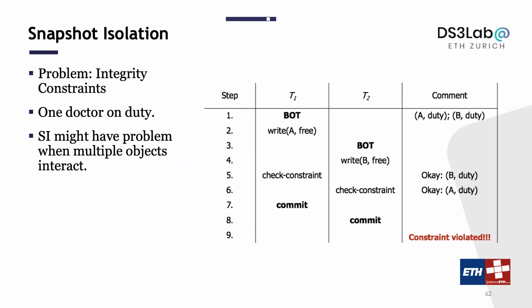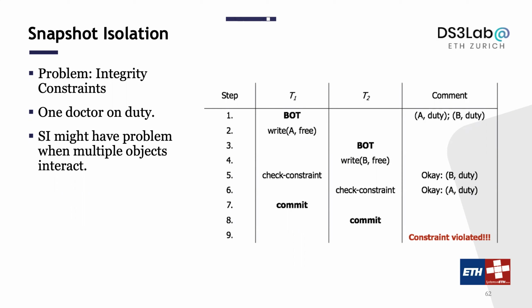Assuming you are building a database for a hospital, you have two doctors. You want to make sure at any time there's at least one doctor in the hospital. At the beginning, both A and B are on duty, and you have two transactions. T1 is going to set A free, saying A, you go home. It checks the constraint, whether I have at least one doctor, and says okay, B is here, fine. Then T2 says, okay, B, you go back home, you are free. It checks the constraint and says A is here, so I have one doctor.